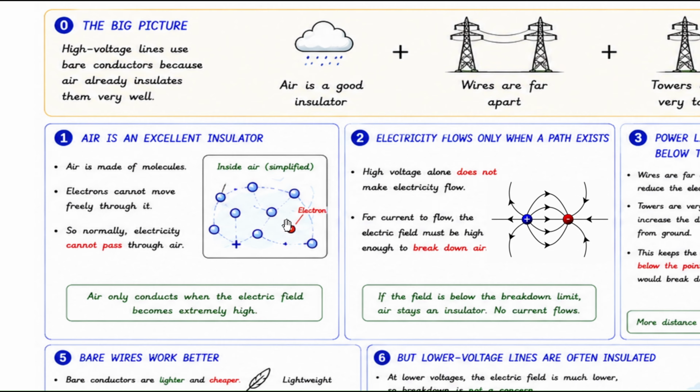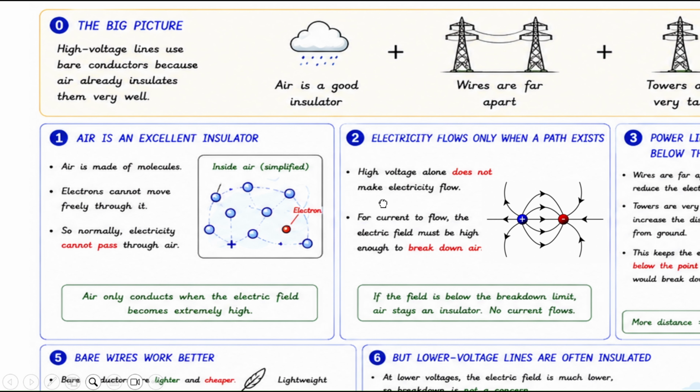Now there is an exception where air will conduct, and that's when the electric field becomes extremely high. If there is a strong electric field in the air, the force of the electric field will overcome the insulation of the air, and as a result, that's where air becomes conductive.